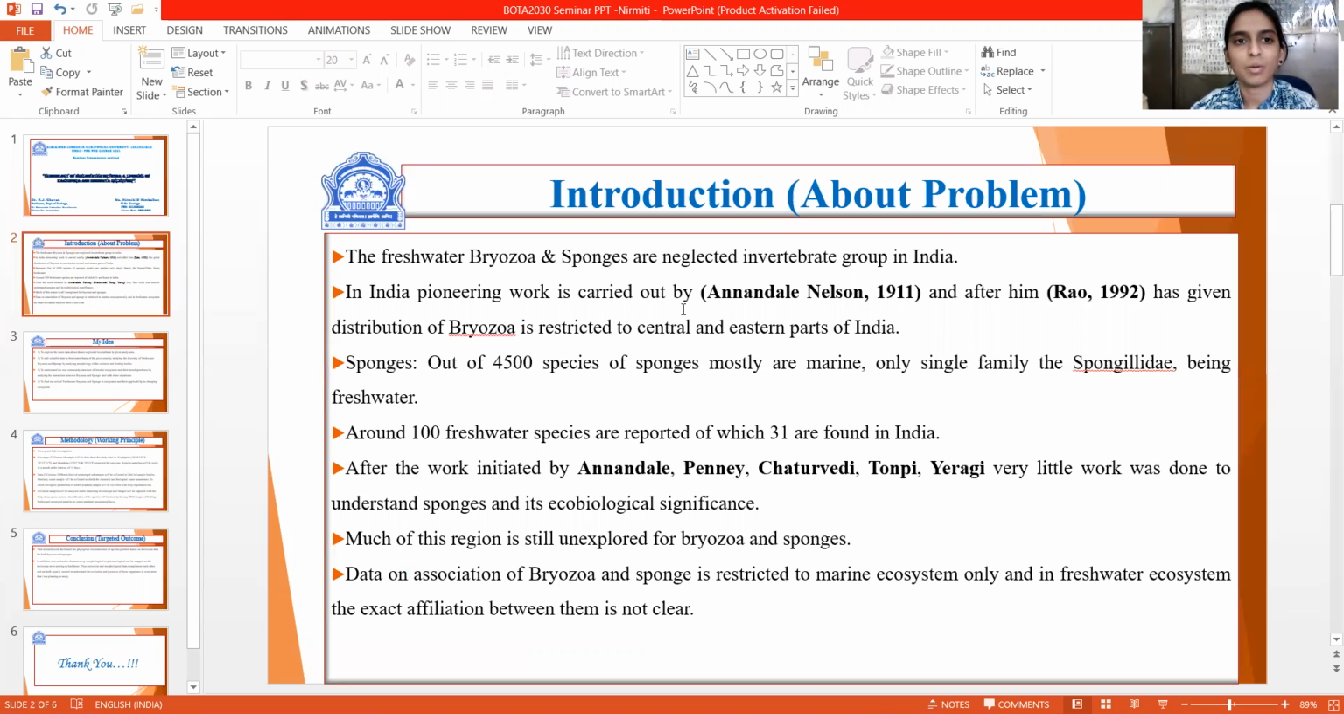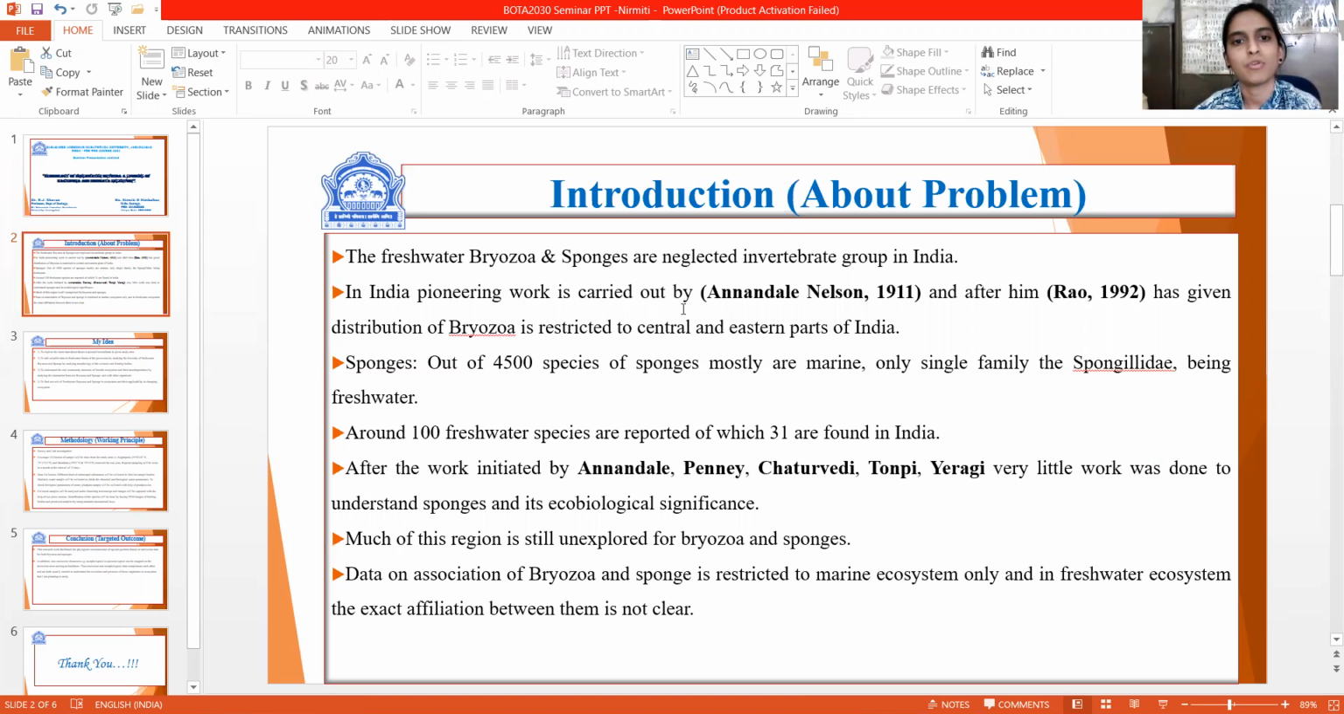I've selected the topic because the freshwater bryozoa and sponges are a neglected invertebrate group in India. In India, pioneering work was carried out by Anandali and Rao, and they have given the distribution of bryozoa, which is restricted to central and eastern part of India.